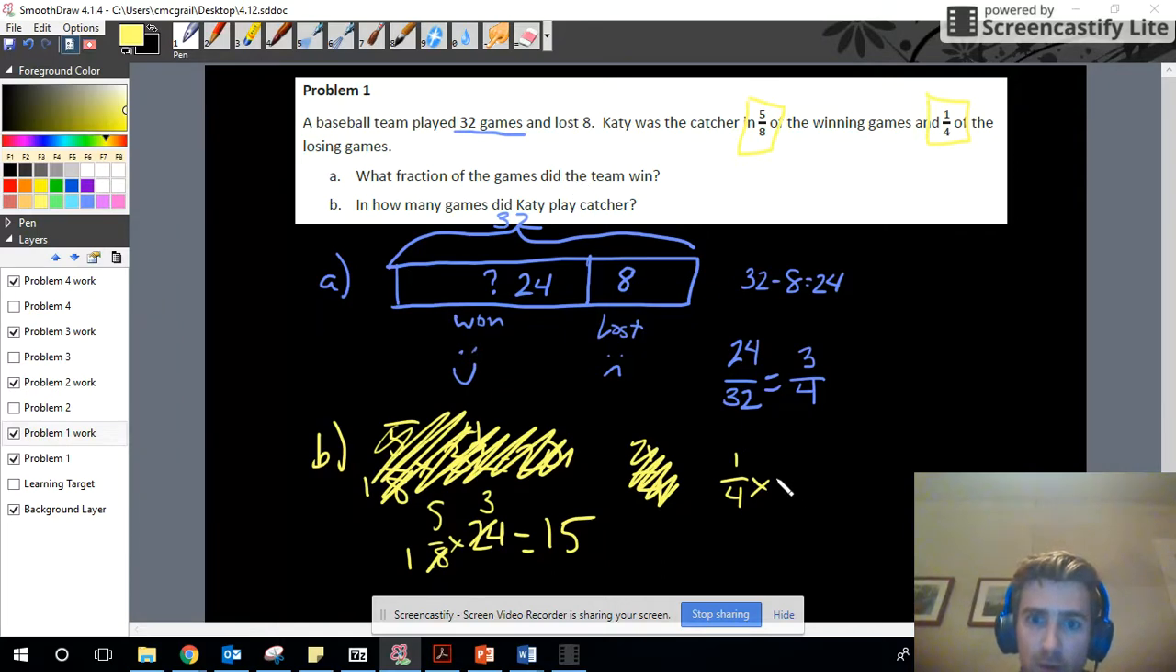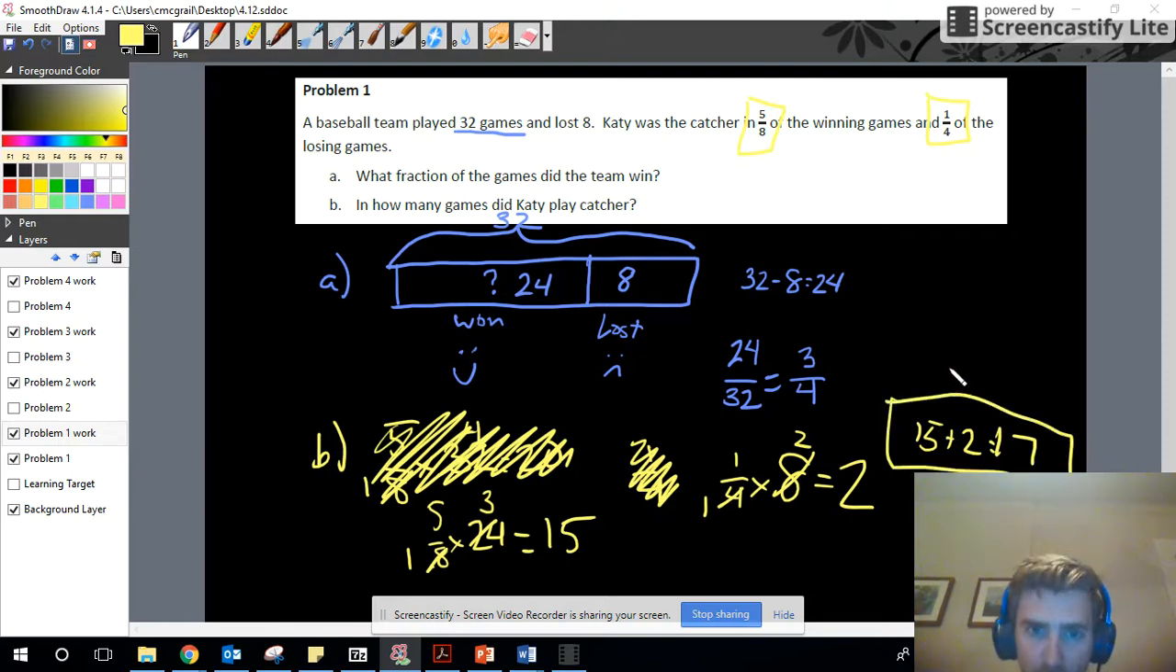So 1/4 of 8, and I know that I can turn that into a 1 by dividing by 4, and I can turn that into a 2. I know that she played in 2 games that they lost. 15 plus 2 equals 17. Katie played in 17 games altogether as catcher.